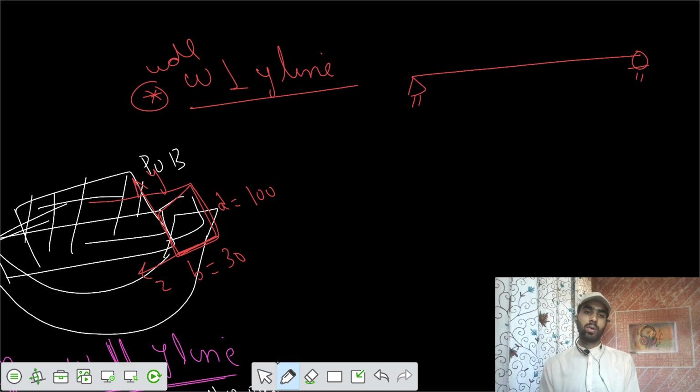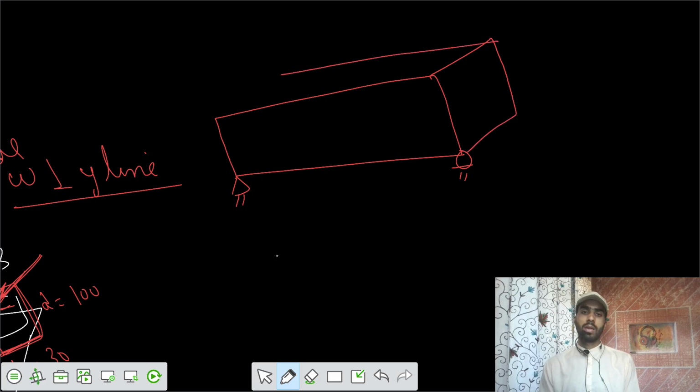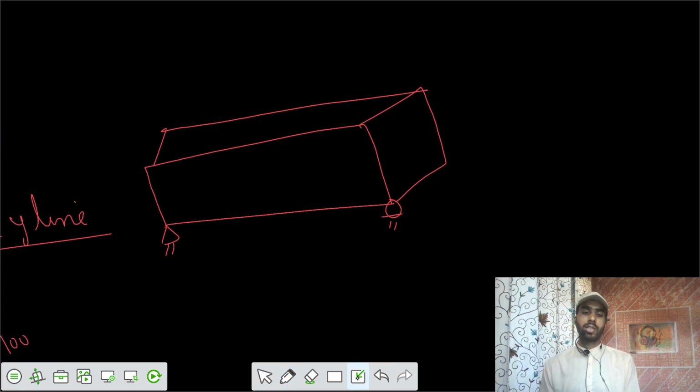Now if the loading is perpendicular to Y, so this is Y and loading is perpendicular to it. Earlier it was parallel, so loading was parallel to the Y line. Now the loading should be perpendicular to the Y line. So let's make that in this way. Let's reverse the beam. Say this is the beam. Now the loading is reversed. Now the loading has changed its direction.